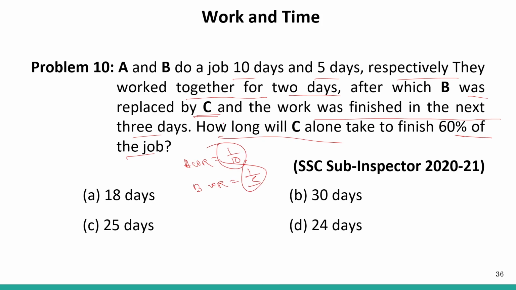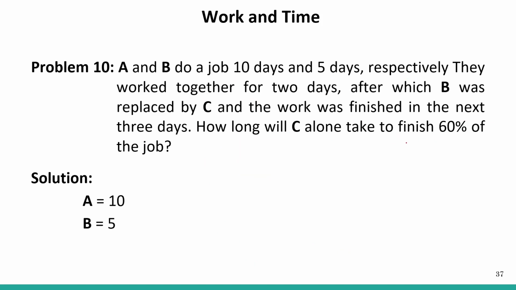So they work together for 2 days. So 2 into 3 by 10 is equal to 6 by 10 of the work is actually done. So the remaining work is 4 by 10, right? B was replaced by C after 2 days. The work has finished in the next 3 days. So how long will it take C alone to finish 60% of the job?